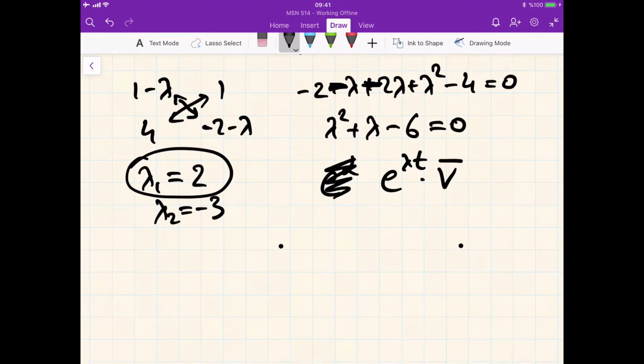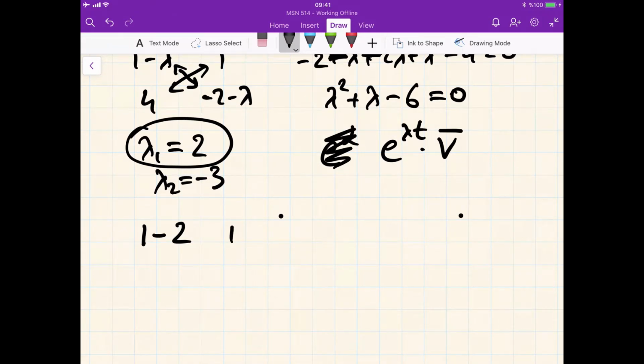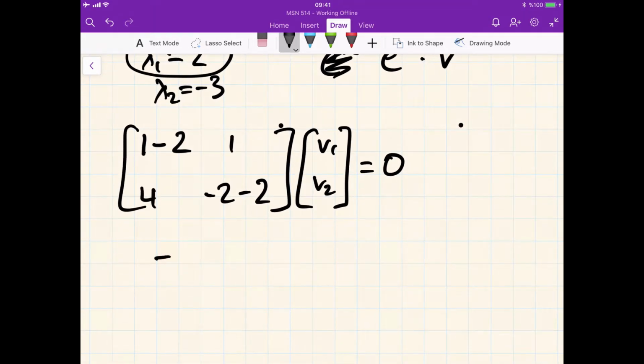How do you find it? You plug it back in this equation, 1 minus lambda, in this case 2. Then you have 1, then you have 4, then you have minus 2 minus lambda, which is 2. And the multiplication of this one with this vector has to be 0. All this has to do with linear algebra, and you can find it in any book you want. I have to skip these parts really quickly, so I'm sorry about that.